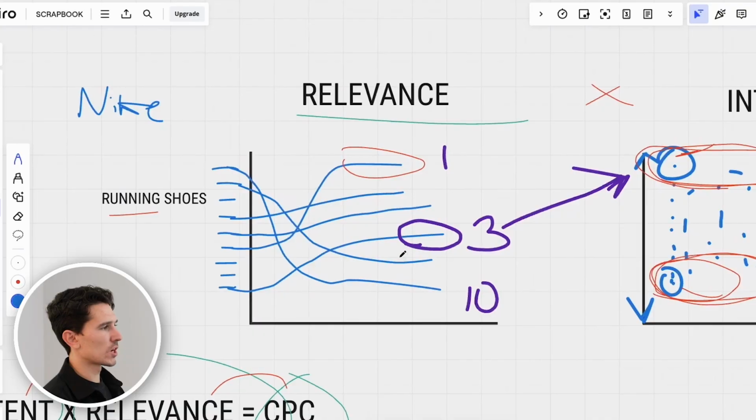So that's the first part of this. That's just setting your targets. The second most important thing to think about here is what terms are actually available at each of these targets. We talked about running shoes.